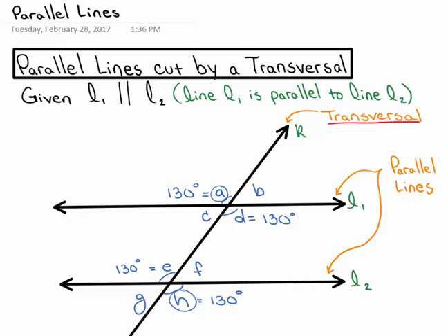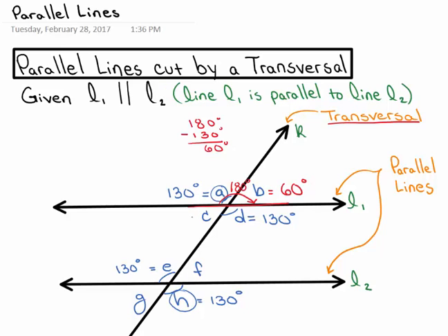Now if we're looking here for the measurement of angle B, well, A and B have to add up to 180 degrees because they make a straight line here. So if I subtract 130 from 180, I will get the measurement of angle B. So I can tell here B is equal to 60 degrees.